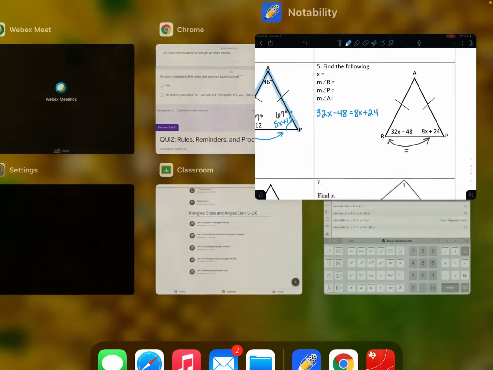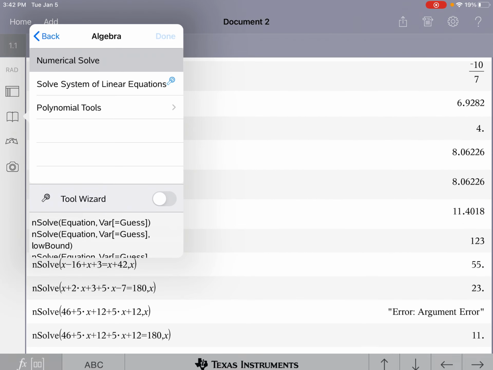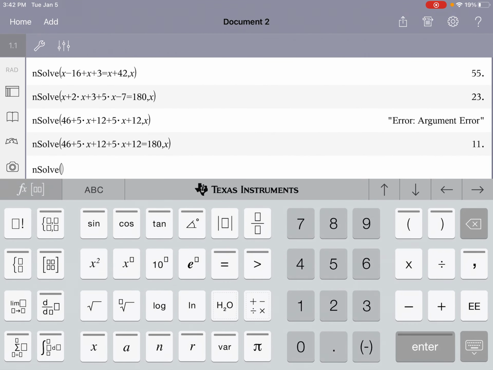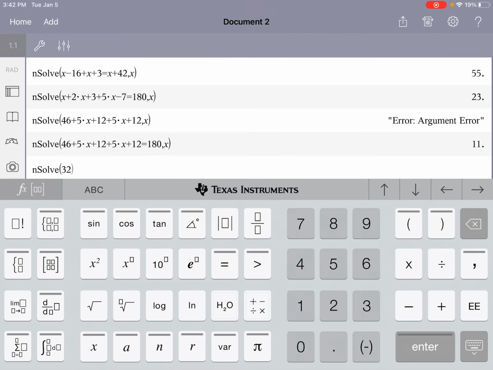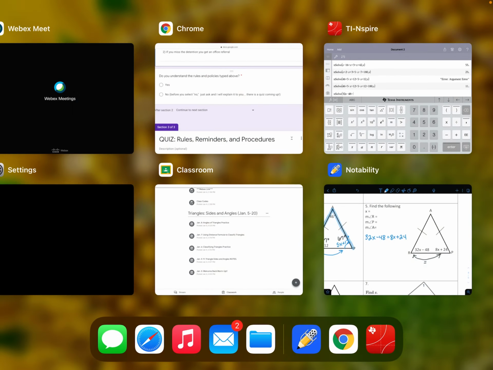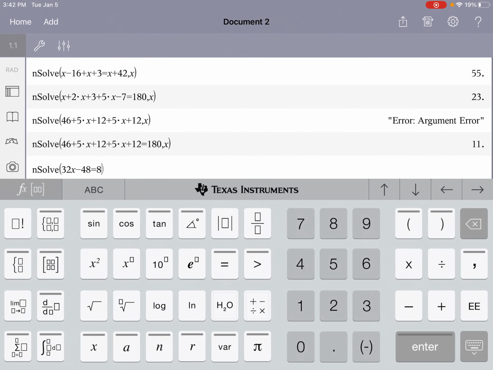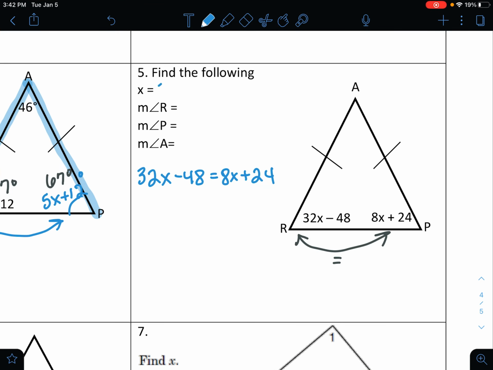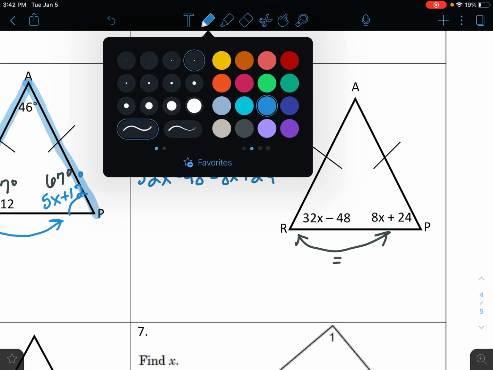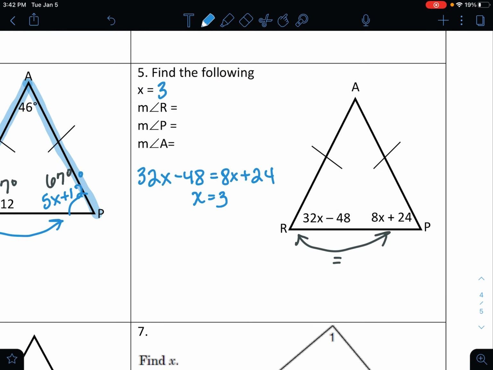So I'm going to use the nsolve method because I think that's how most people know how to do it. And so that's going to be, let's say, 32x minus 48 equals 8x plus 24, comma x, enter. So we get 3. So x is equal to 3. And, my bad. Now we're going to have to plug it in to figure out the other two.